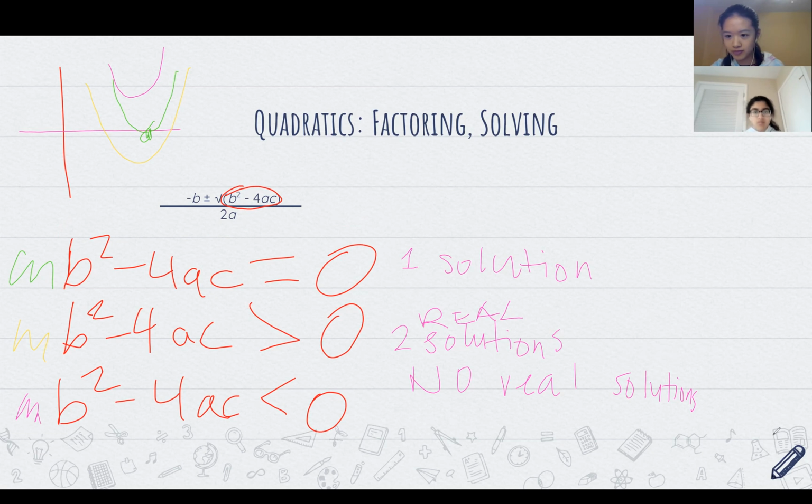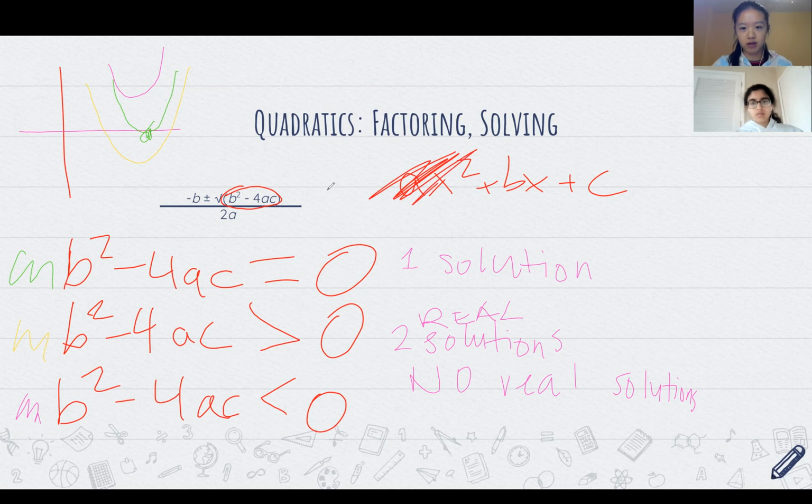Wait, so what if a is equal to 0? If a is equal to 0, then it's actually a linear equation. So this won't apply because then you're dividing by 0, and math doesn't like that. Remember, ax squared plus bx plus c is the quadratic equation. But if a is equal to 0, that means there's no x squared term. So it's just bx plus c, which is just a linear equation.